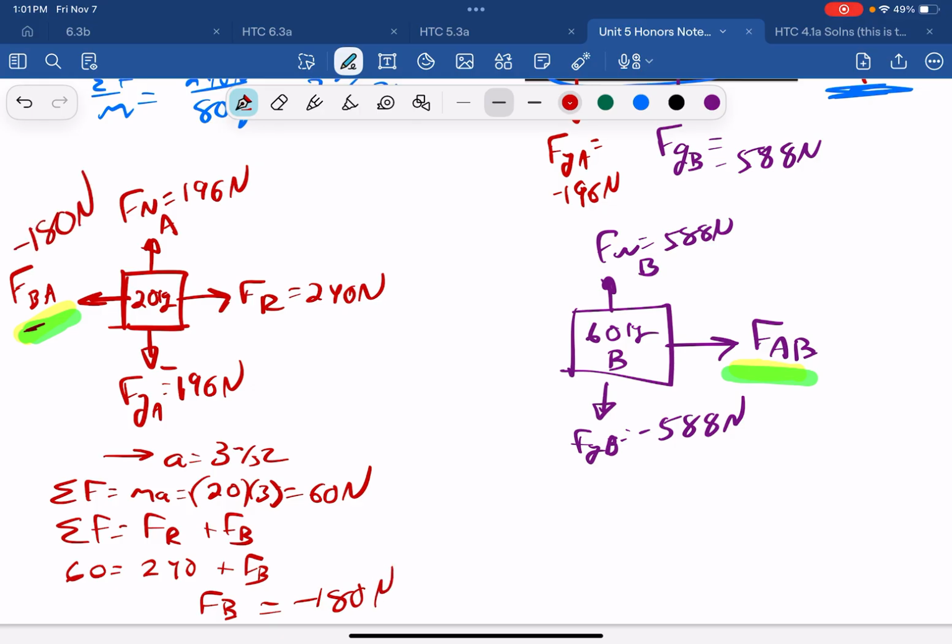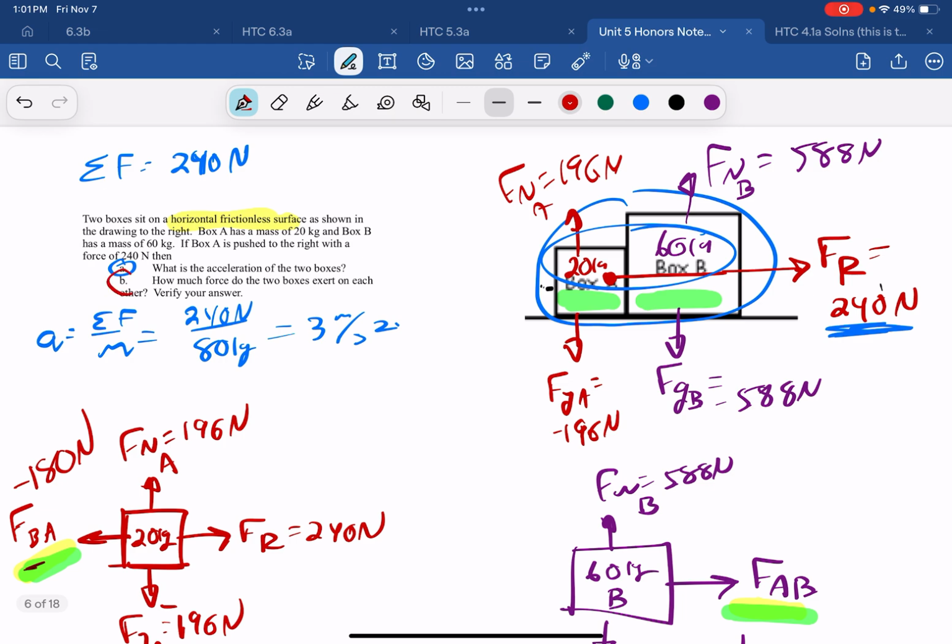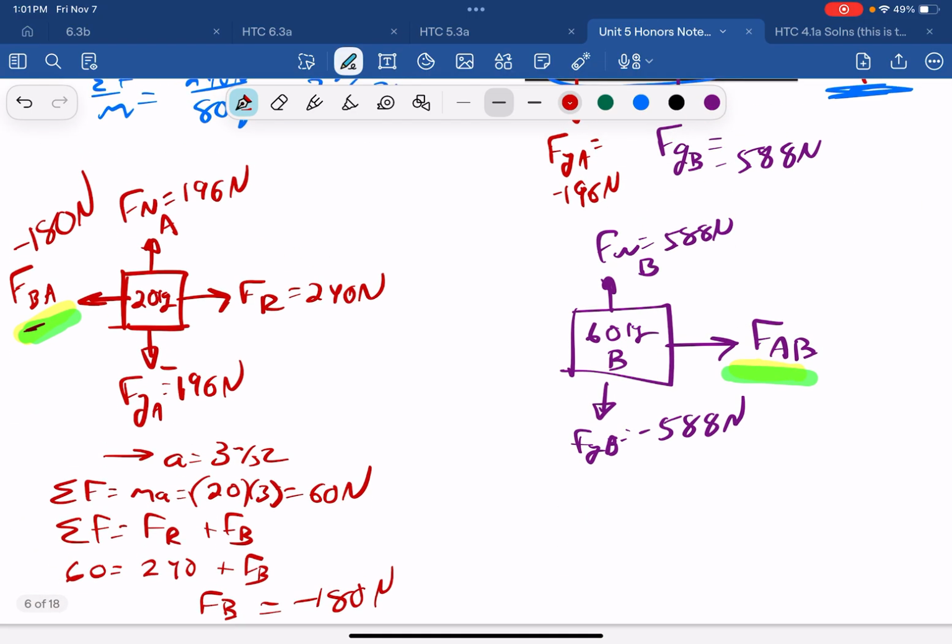So that's question B. How much force do the two boxes exert on each other? So it's 180 newtons, right? And then it says verify your answer. So what I can do now is repeat the process on box B. Again, I know my acceleration is 3 meters per second squared. Net force is mass times acceleration, 60 kilograms times 3 meters per second squared is 180 newtons.